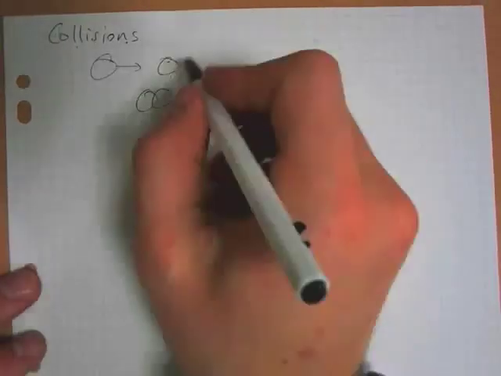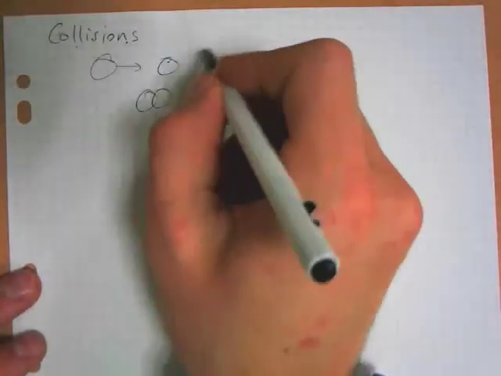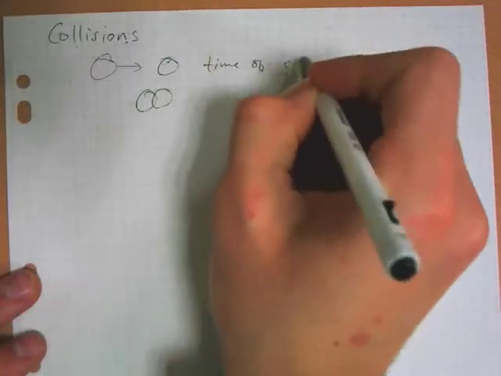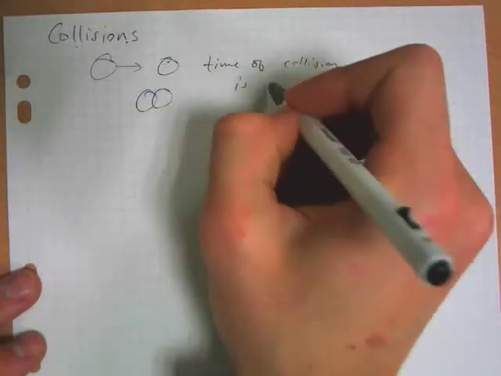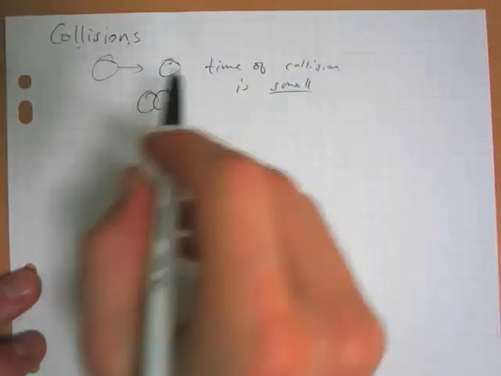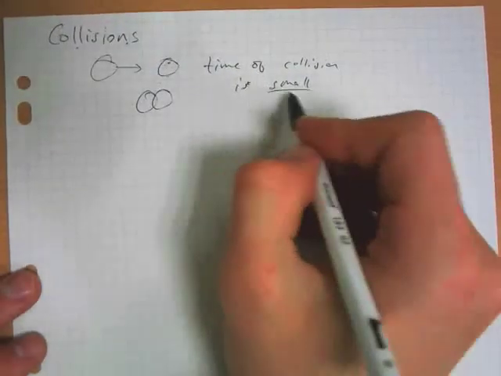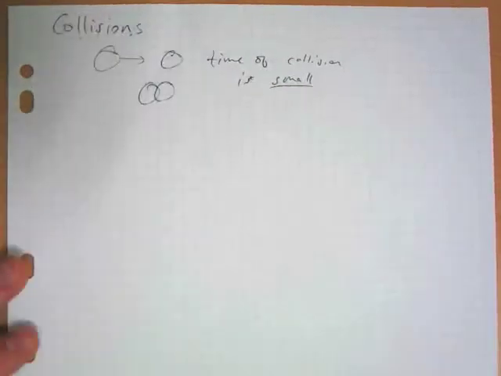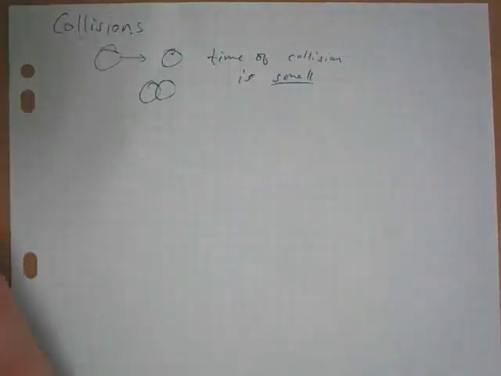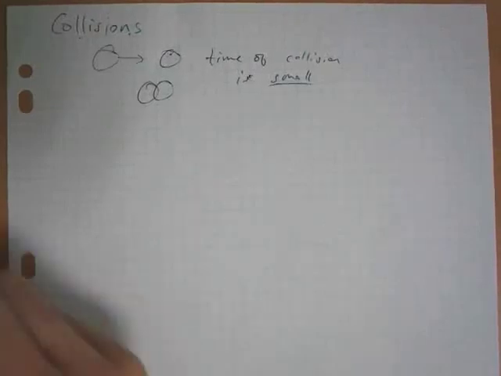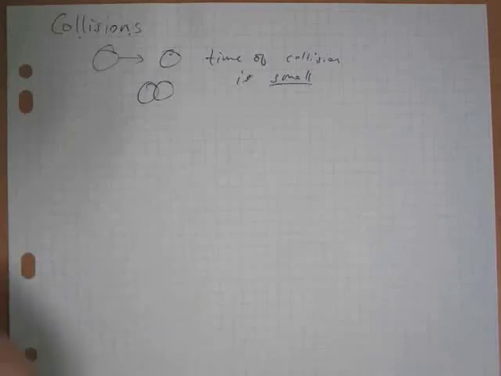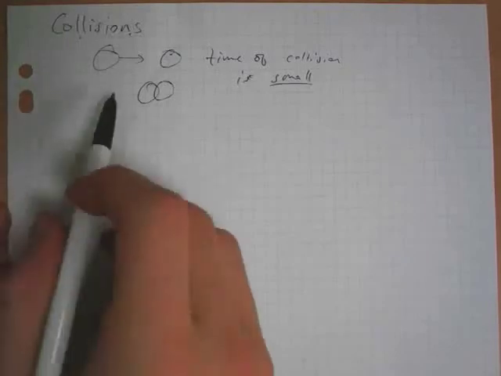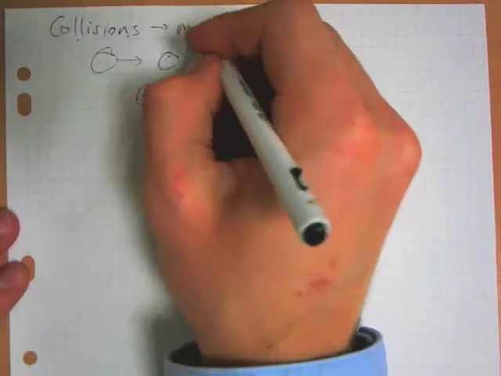The time of this collision is very small. And because the time of this collision is very small, we can say that the effects of any external forces are negligible. Like there will be friction, there may be air resistance. If they're colliding in midair, there could be gravity happening. But because the time of collision is so small, none of those forces has an opportunity to change the momentum of the system very much. So in a collision, we say that momentum is conserved.